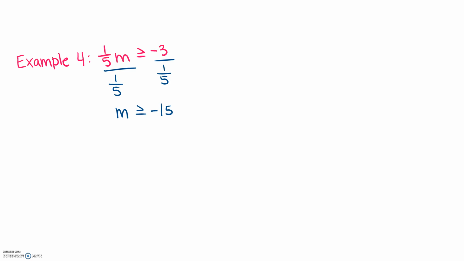And I write it in set notation. So I have a set of all numbers m such that m is greater than or equal to negative 15. And close my set. Let's check our work with a number that is higher and a number that is lower. So let's check it at m is negative 20.